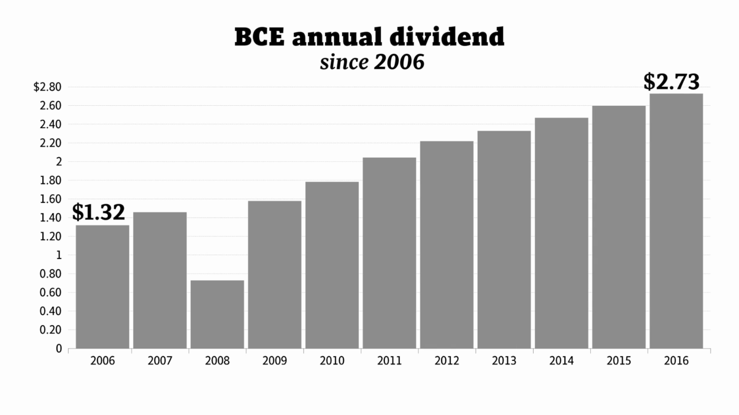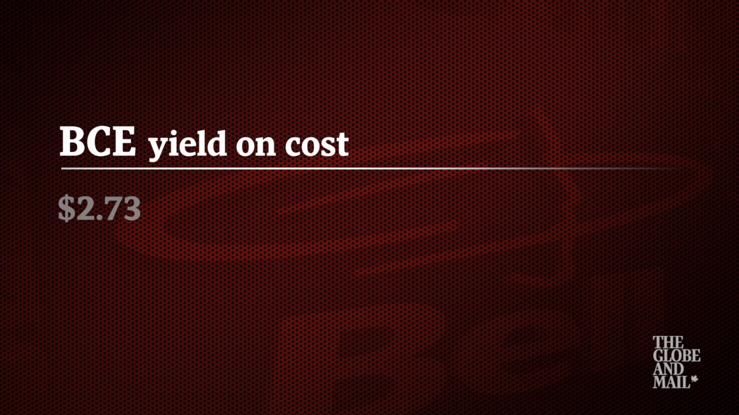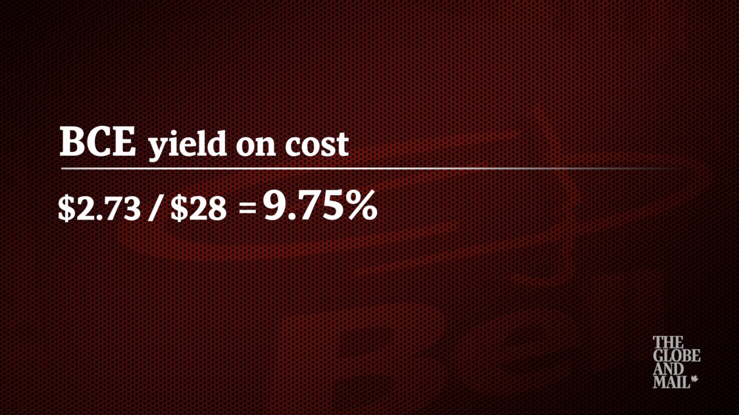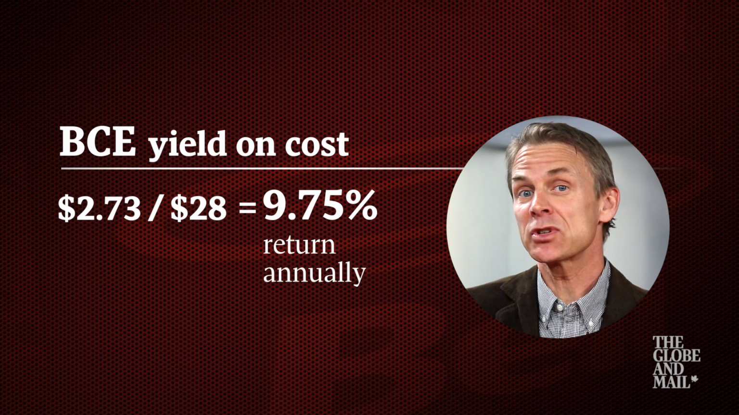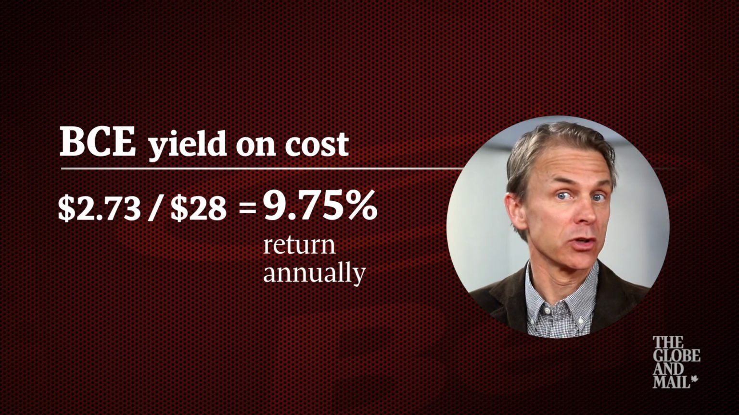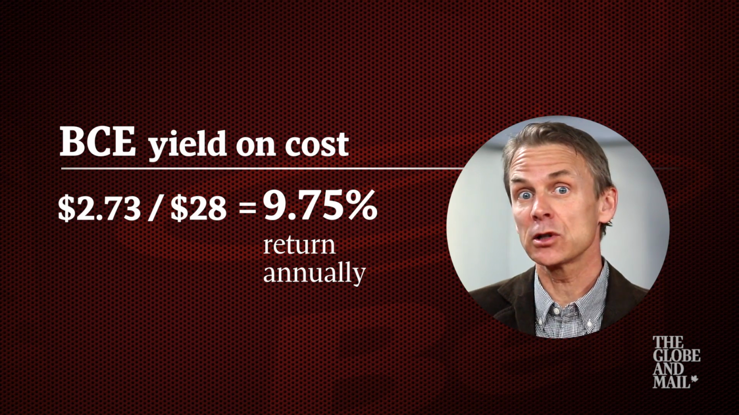It's now $2.73 a share, which is more than double what it was back in 2006. To calculate your yield on cost, you would divide the current dividend of $2.73 by the 2006 share price of $28, which works out to 9.75%. In other words, you'd now be earning nearly a 10% return annually on your original investment from dividends alone.